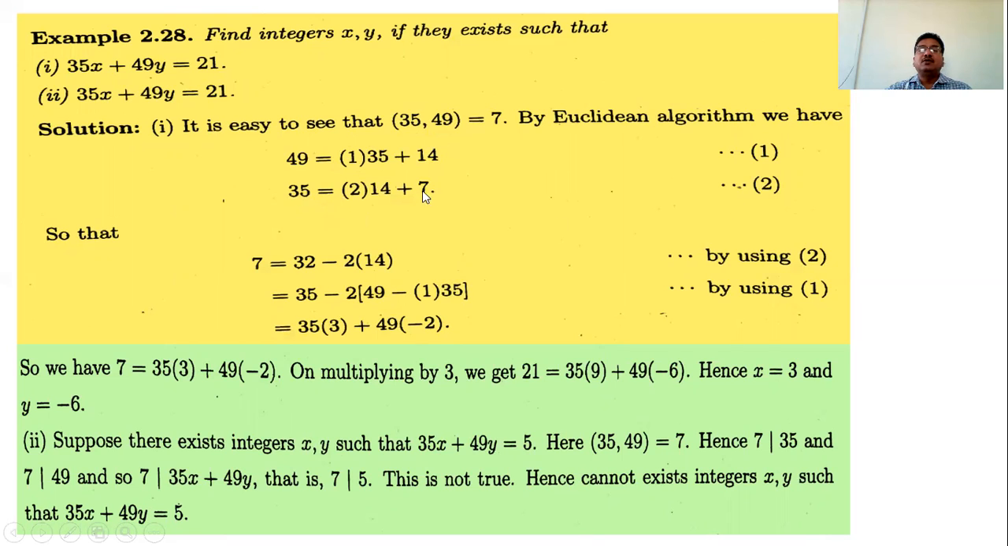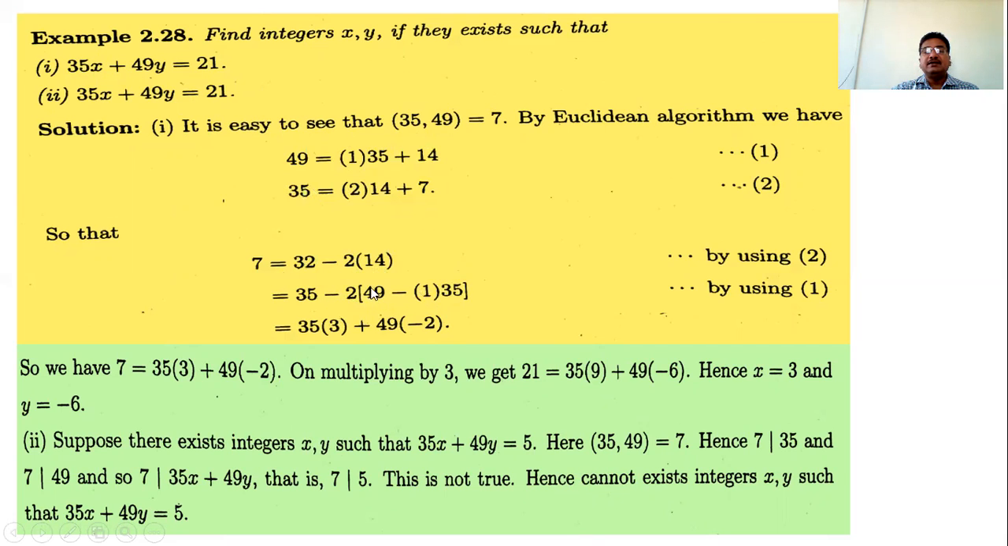Then write one more equation, the third equation. Then we have to express 21 in this form. Here is 14, here is 7. There is no 21. But if we express 7 in the form 35x plus 49y, and then multiply by 3, we get the 21 answer. So first express 7 in the form 35 into x plus 49 into y. So 7 is 35 minus 14 into 2. And then write the value of 14, which is 49 minus 35 into 1, and then multiply by 2.